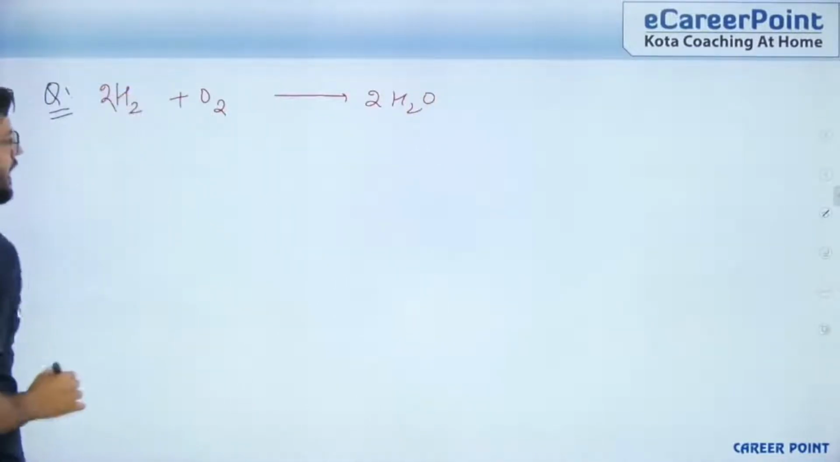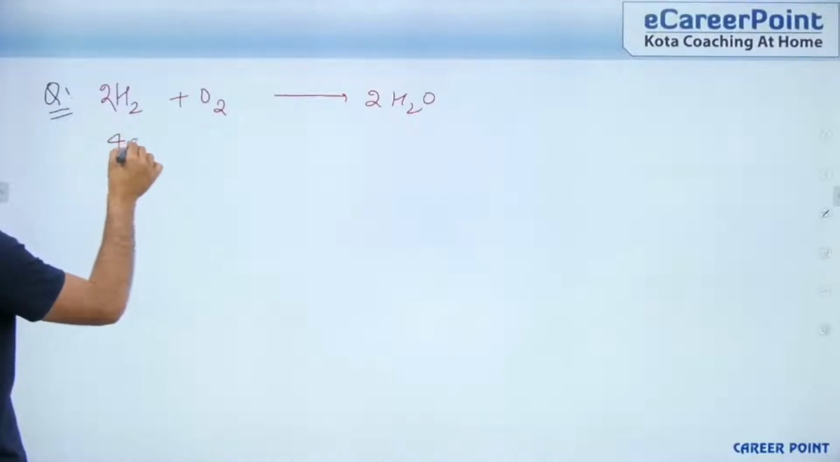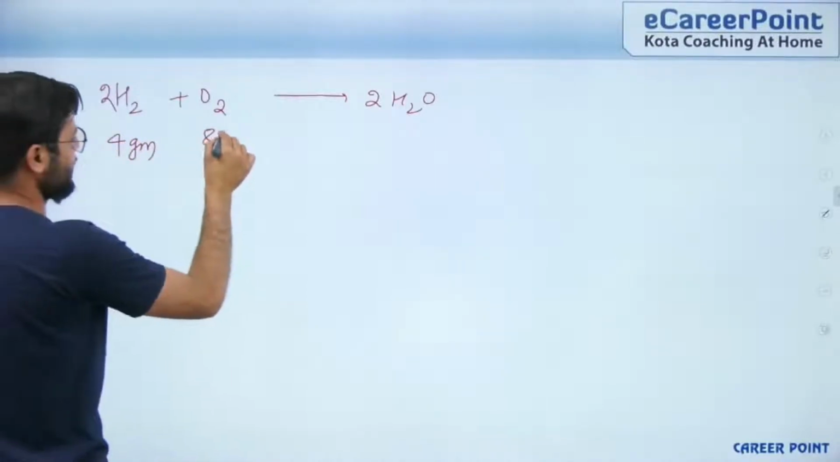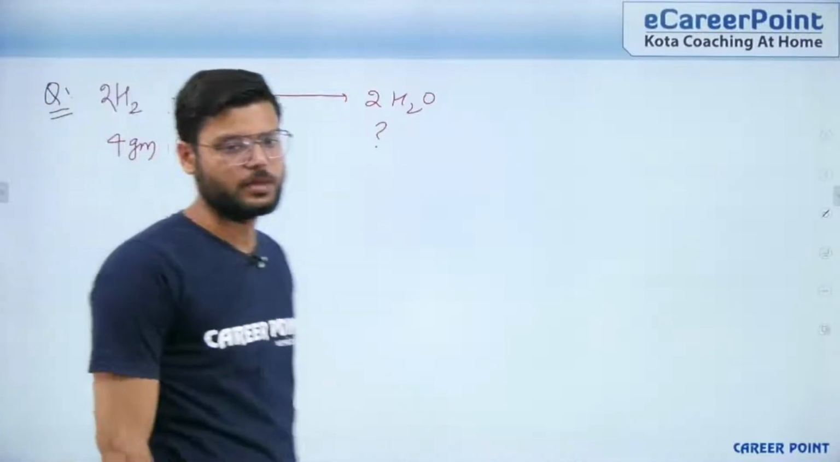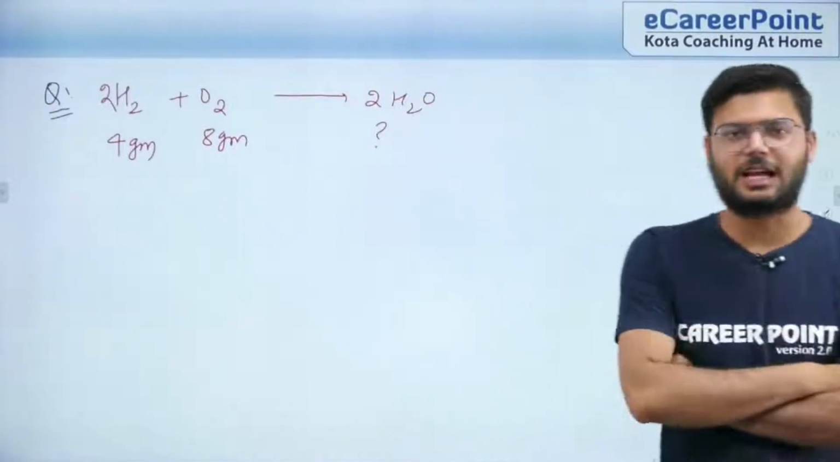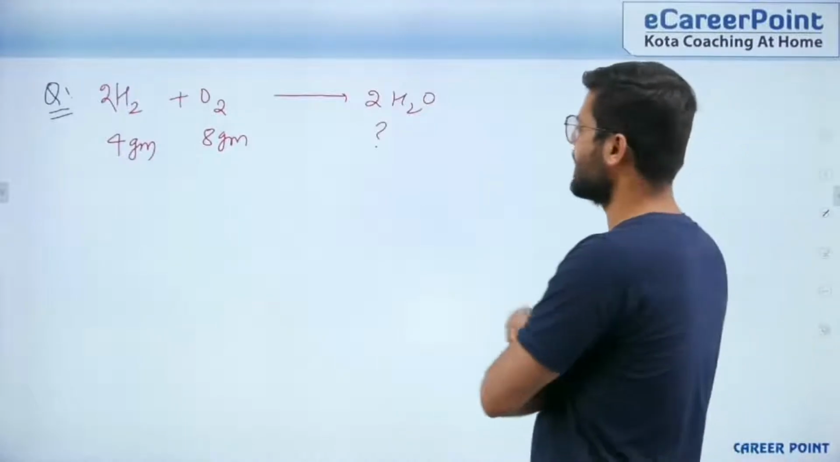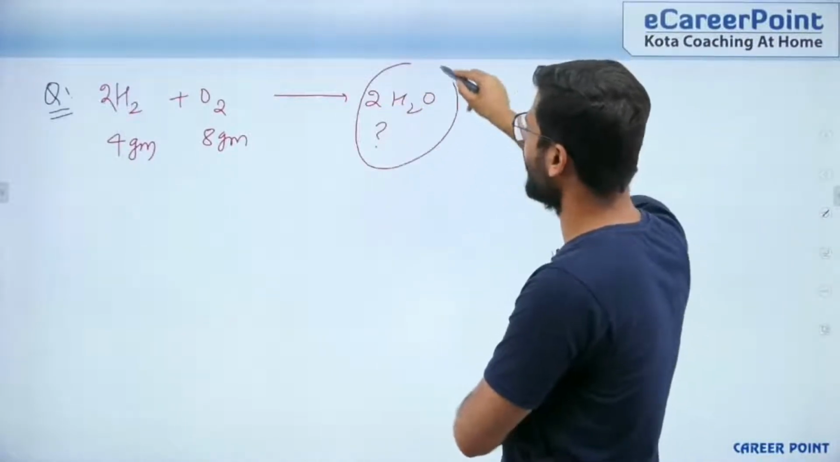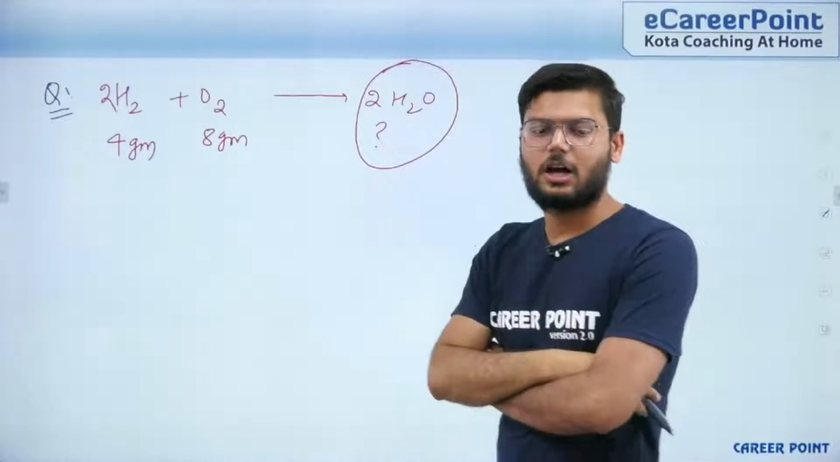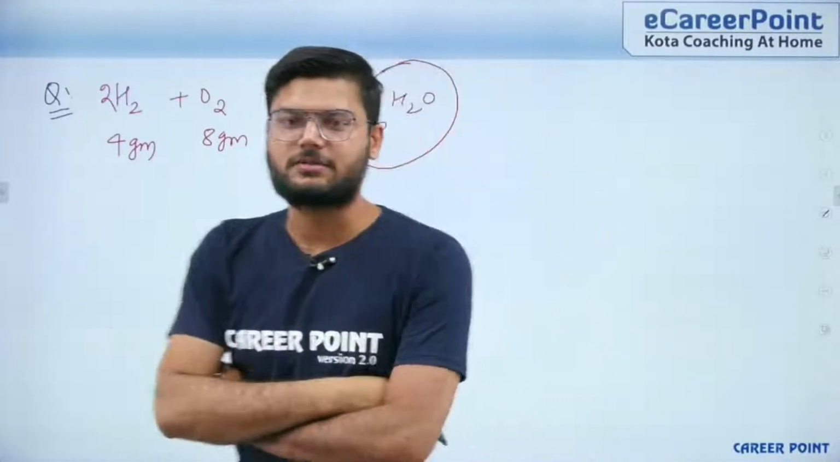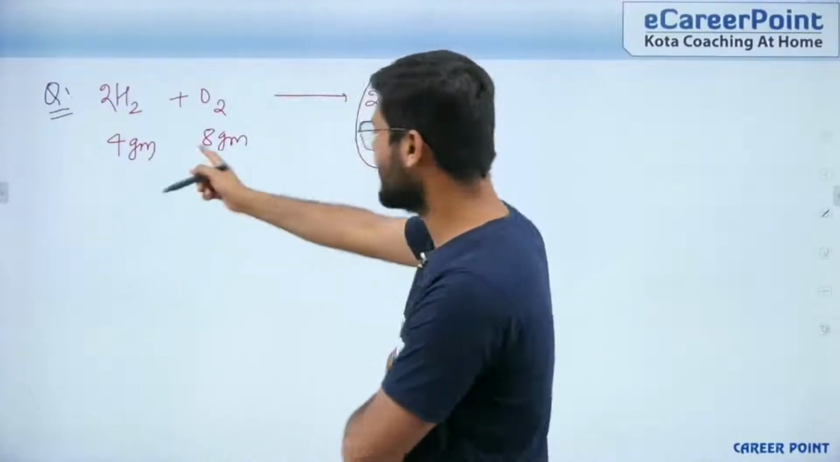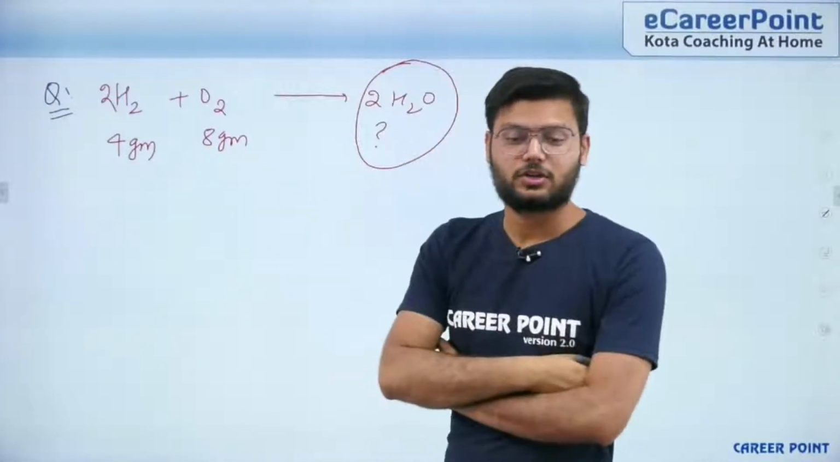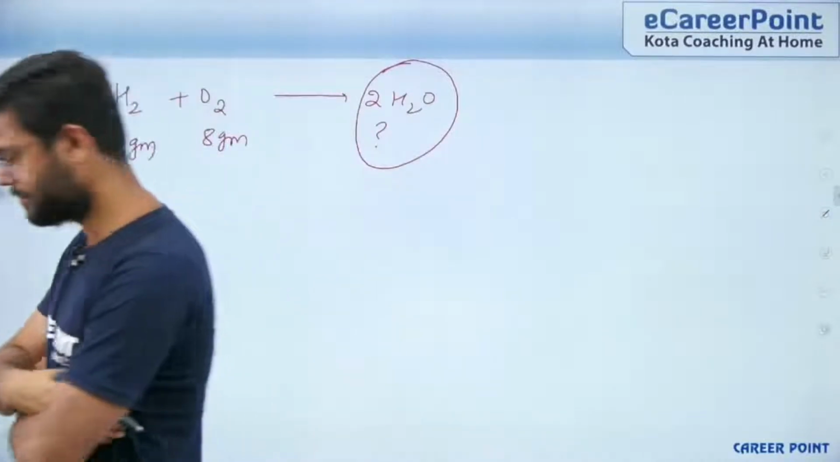Okay, and you have been given 4 gram of hydrogen and 8 gram of oxygen, and it is asking how much water is going to form. How will you do this question? Can you try it? You must tell me the amount of water formed in this reaction if this reaction is going to be completed. The amount is given in gram, not in number of moles. So try it once and let me know.